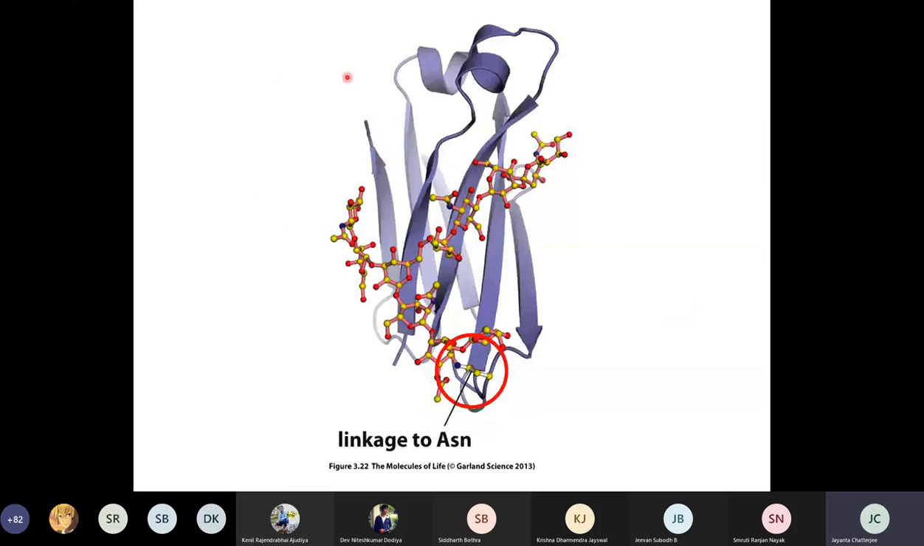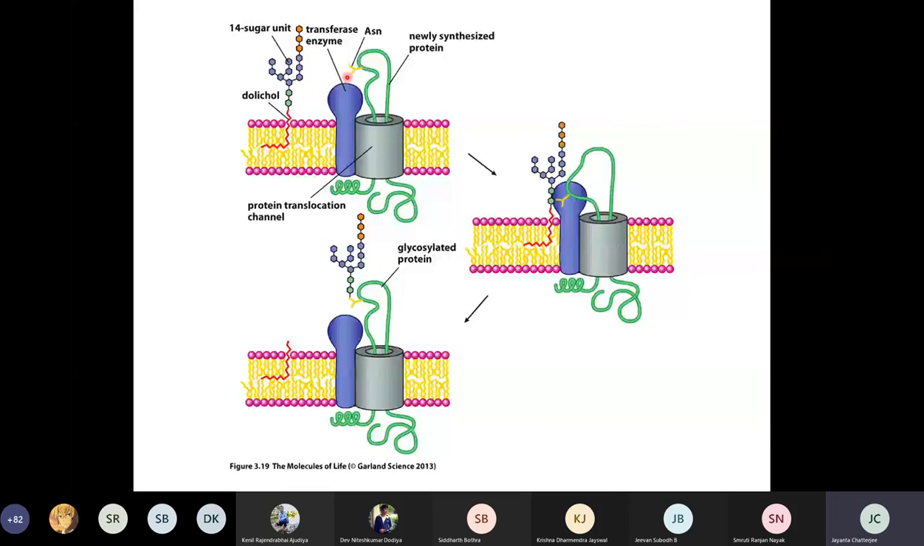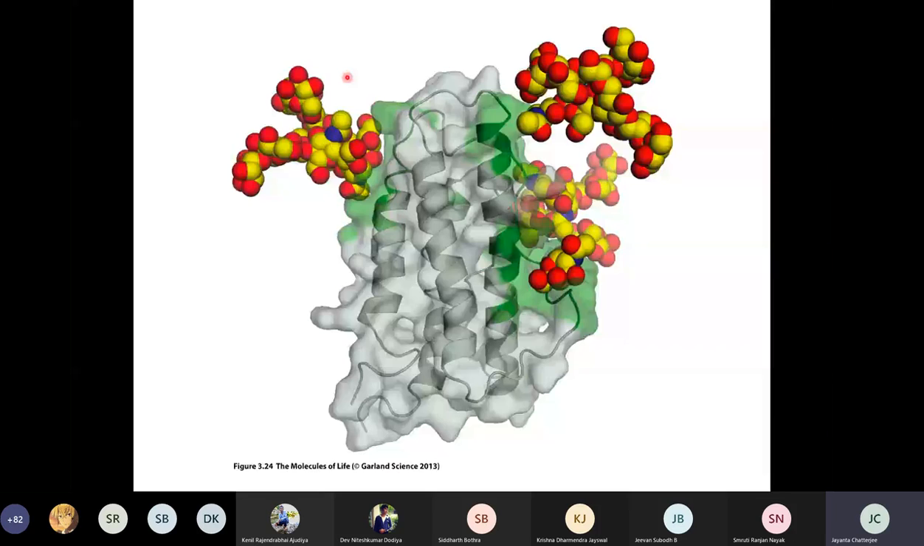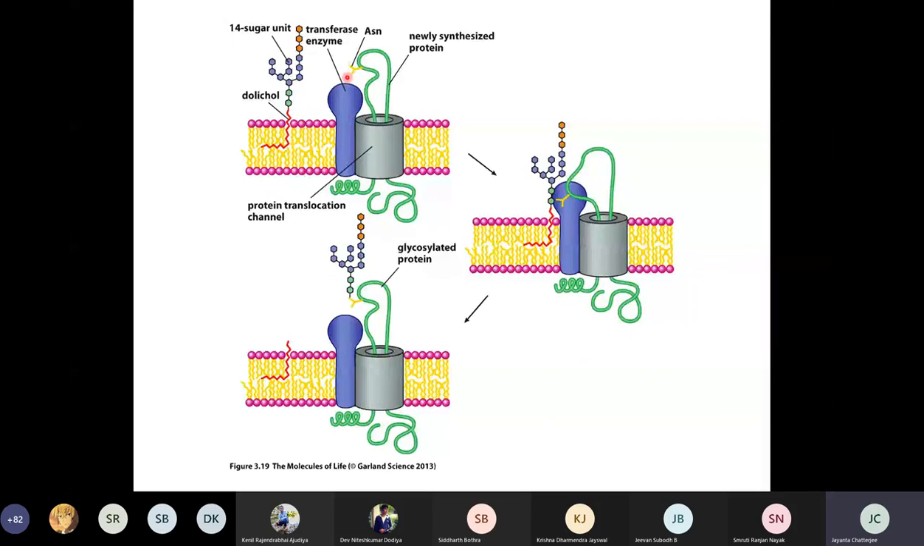Just to mention that, as opposed to N-linked glycosylation, O-linked glycosylation is not a co-translational process. O-linked glycosylation takes place on the serine and threonine residues, and there are glycosyl transferases which do this job. It's not co-translational; once the protein is synthesized, then the O-linked glycosylation takes place.